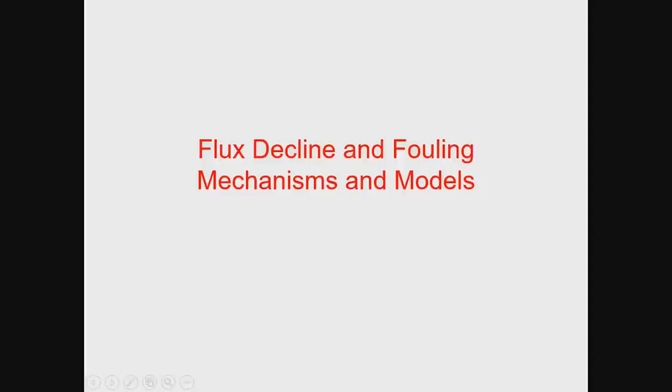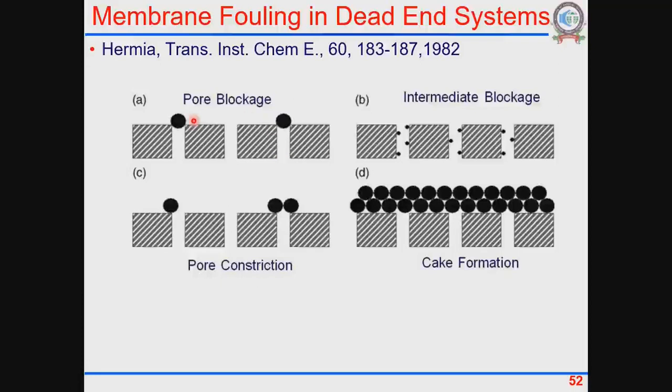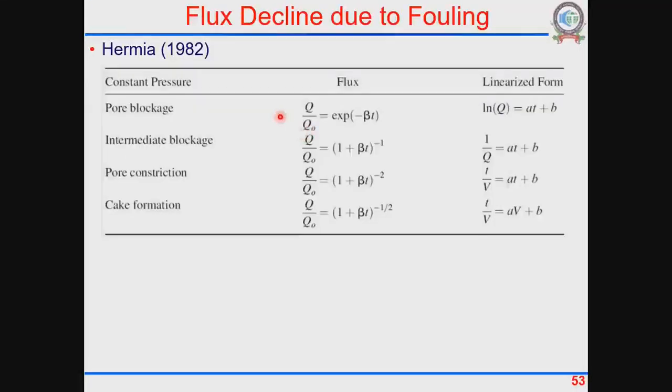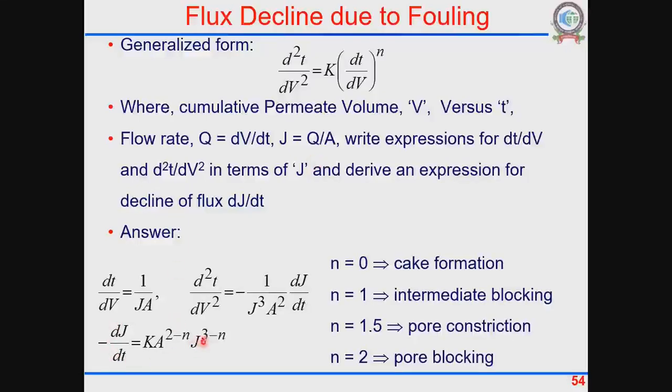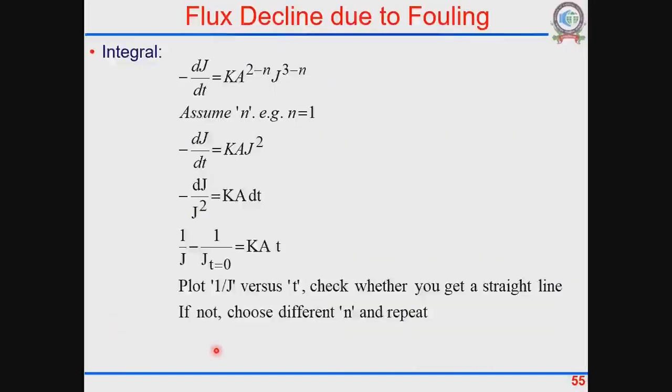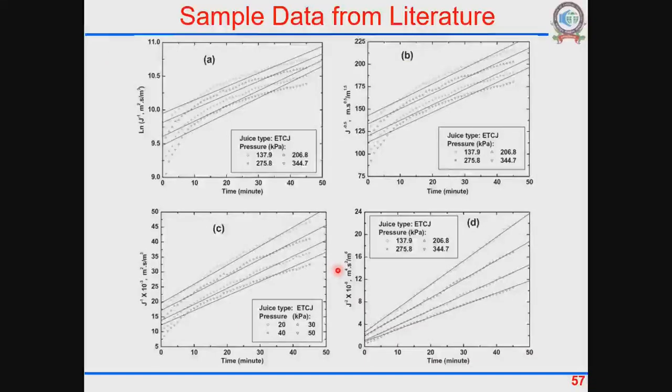So in the last class we had looked at the different mechanisms of flux decline and fouling mechanisms and their models. What we had looked at was the dead end filtration, where different kinds of mechanisms of blockage happen, and then we had worked out expressions for how the flux declines, or how the cumulative volume or the flow rate declines with time, and we had expressed all that in terms of the flux change with respect to time. We had done a small problem also.